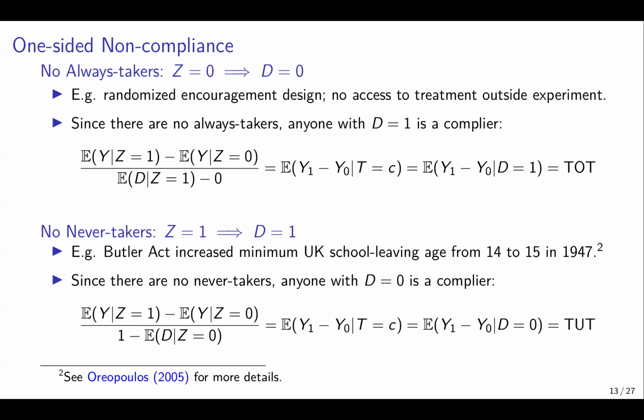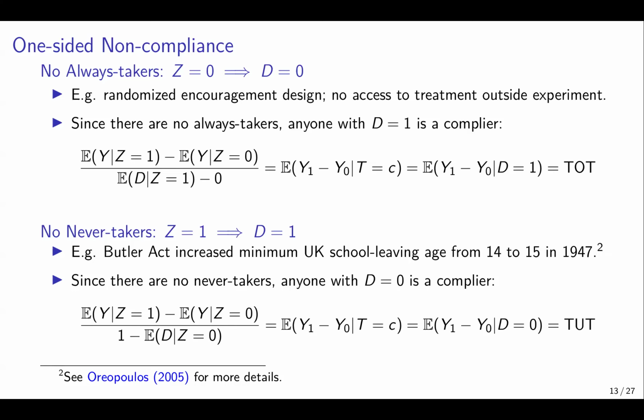Of course, you could have the opposite. So in the UK, the Butler Act increased the minimum UK school leaving age from 14 to 15 in 1947. If you want to read some more about this, you can take a look at this well-known paper by Oreopoulos from 2005. So in this particular setting, the law says that if you are born after a certain year, and that will be Z is 1, you must stay in school until the age of 15.